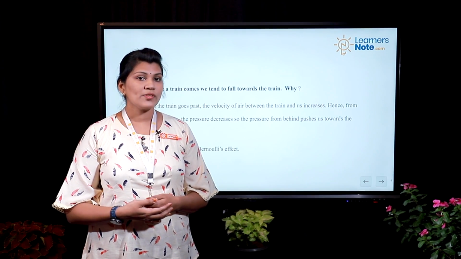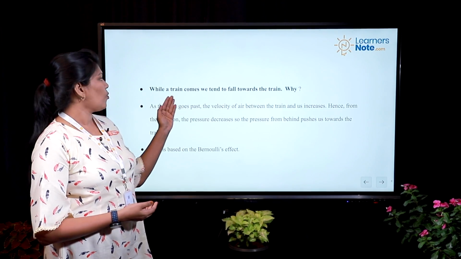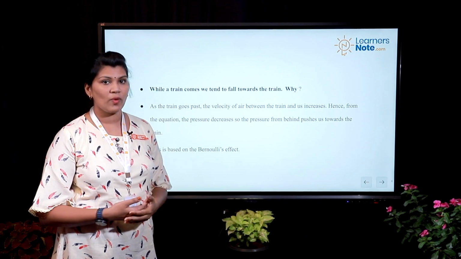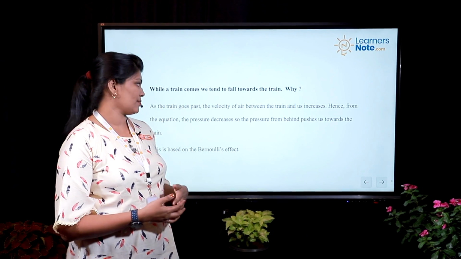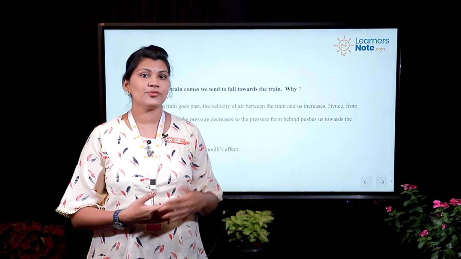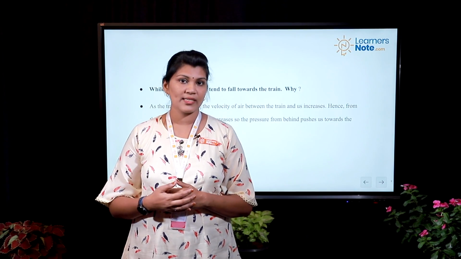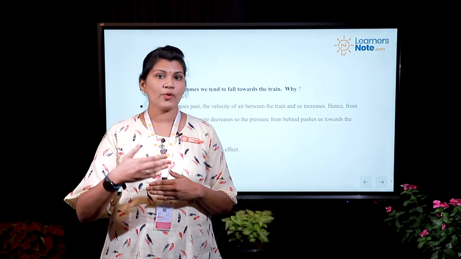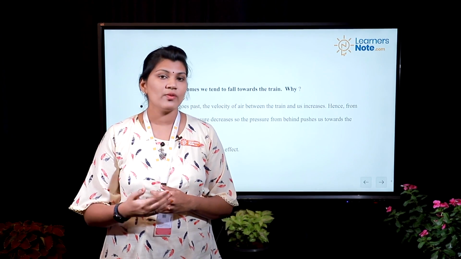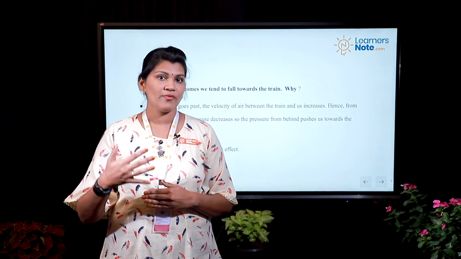Bernoulli's theorem can also be used for finding the solution to this question. While a train comes, we tend to fall towards the train. Why? The answer is here. We can apply Bernoulli's theorem to find the answer. If a train passes very fast, the air between our body and that train will move very fast. That is, the velocity of air between our body and the train will become very high.